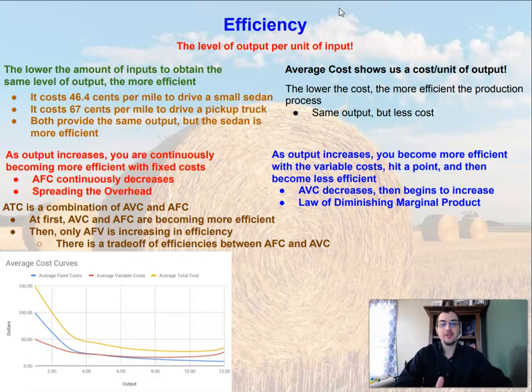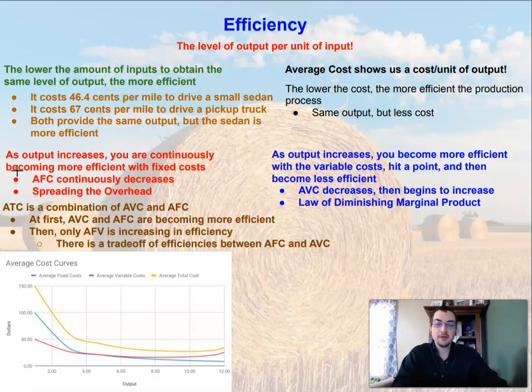So now that we know that the average cost basically shows a cost per unit of output, and that a cost per unit of output basically helps us measure efficiency, the lower the cost per unit of output, or the lower the average cost, or the average variable cost, the average total cost, the average fixed cost, the more efficient this is. Let's actually dive into how these three different curves look in terms of efficiency.